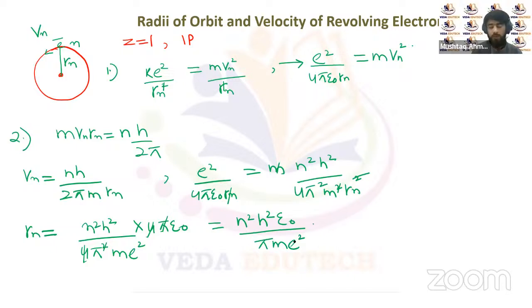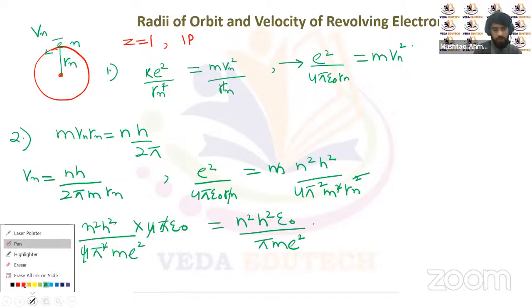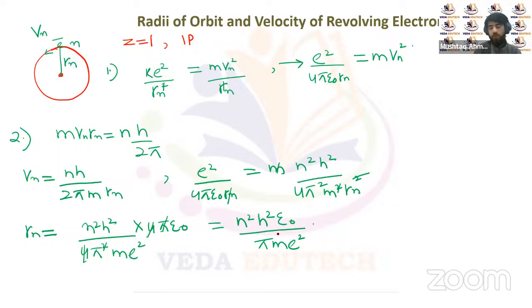In a hydrogen atom, according to Bohr's model, this will be the radius of the nth orbit. You can see that h is the Planck's constant, it's a constant. Epsilon naught is the permittivity of free space, it's also a constant. Pi is constant. Mass of electron is constant. And the charge of electron is constant. So these are all constant values here.